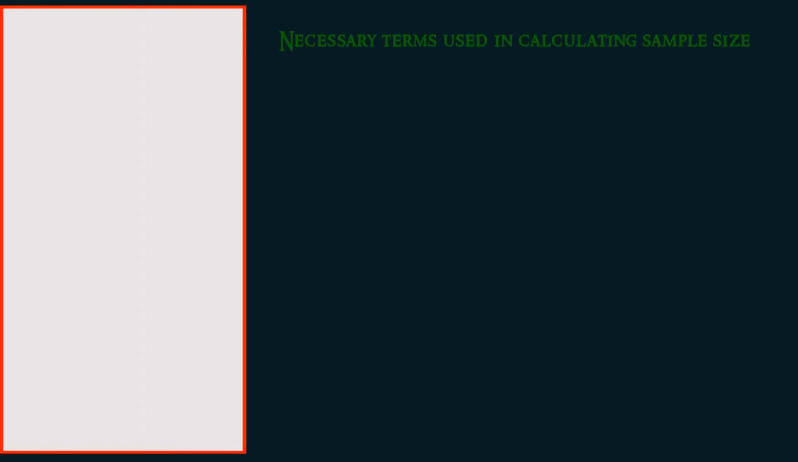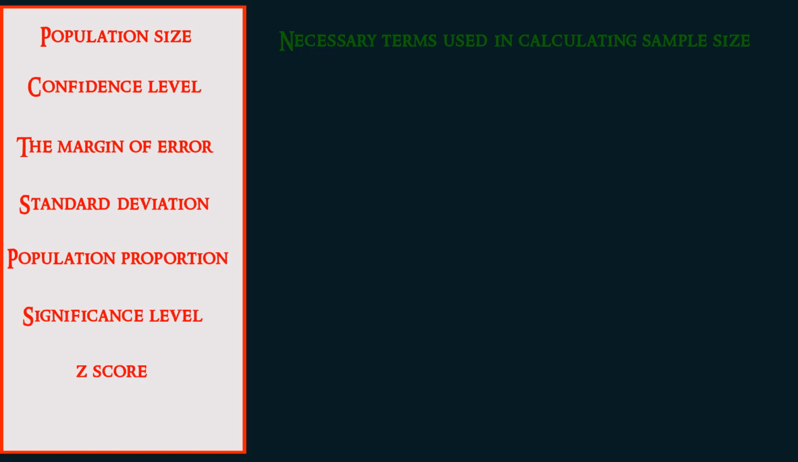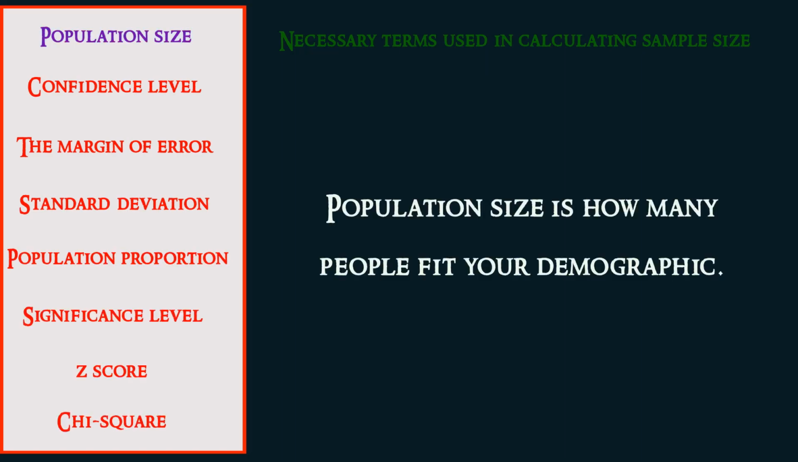Before you use the sample size formula, you need to know the terms used in these formulas. Necessary terms used in calculating sample size are: Population size is the entire population that the researcher wants to study and to draw conclusions about. The population size can be known, the total number, or unknown.